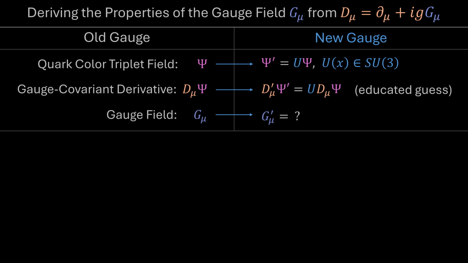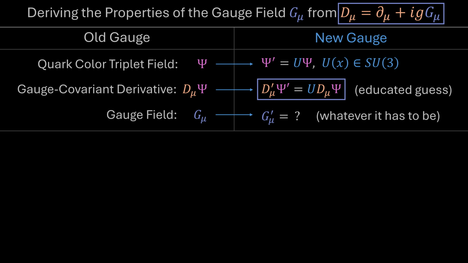Well, the idea is that it's whatever it has to be in order for the gauge covariant derivative to work. You see, because g mu appears in the definition of the gauge covariant derivative, and we have this educated guess about how the gauge covariant derivative should transform. So the gauge transformation rule for g mu is already implicit in those two equations, and now it's just a matter of algebra to work out the equation for g mu prime in terms of g mu.